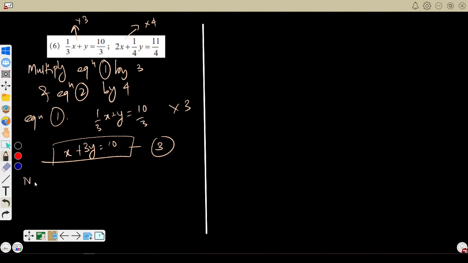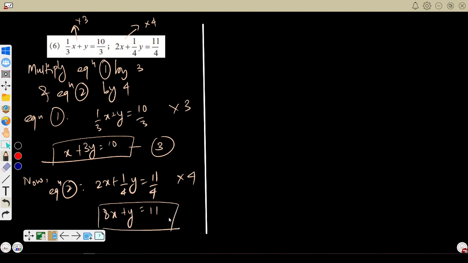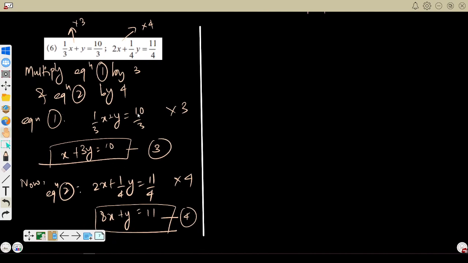Now we'll modify the second equation. The second equation was 2x plus 1 upon 4y is equal to 11 upon 4. I multiply this equation by 4. So what will happen? 2x into 4 will be 8x. 1 upon 4y into 4 will be plus y is equal to 11 upon 4 multiplied with 4 will give me 11. This is also required equation. So I mark this as 4. Now we will solve equation number 3 and equation number 4.